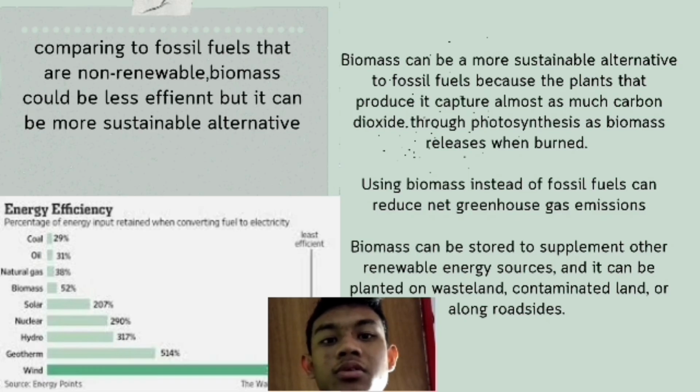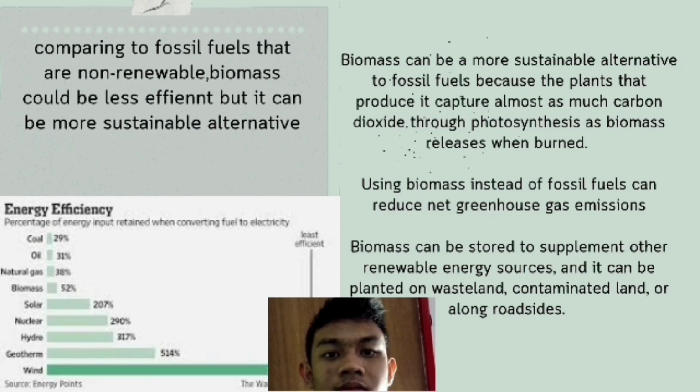Biomass can be stored to supplement other energy sources. It can be planted in wastelands, contaminated lands, or along roadsides. Also, biomass can be stored to supplement other sustainable energy sources. This is because biomass is a renewable energy.